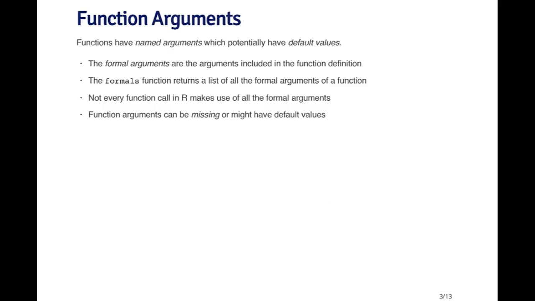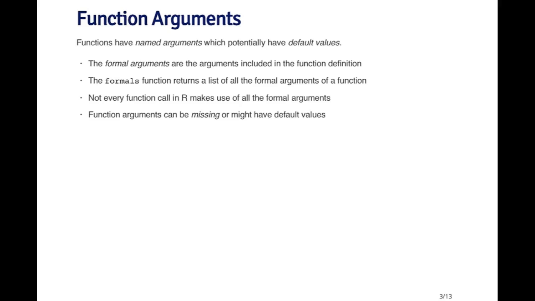Functions have what are called named arguments, and the named arguments can potentially have default values. A lot of these features are useful when you're designing functions that may be used by other people. For example, you may have a function that has a lot of different arguments, so you can tweak a lot of different things, but most of the time you don't have to change all those different arguments. You may only care about 1 or 2. So it's useful for some of the arguments to have default values.